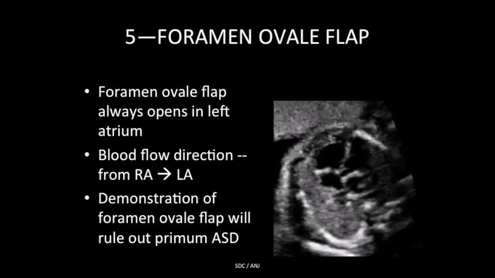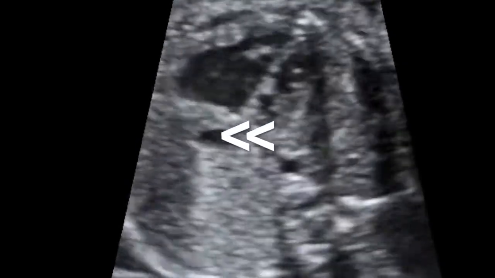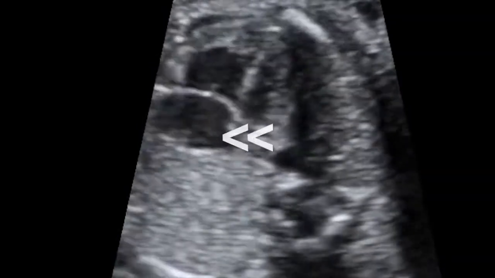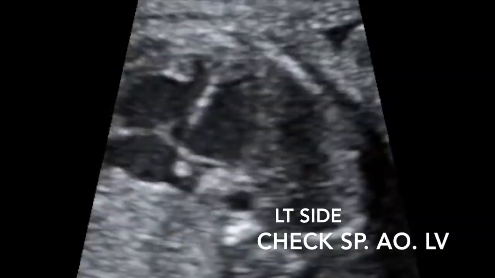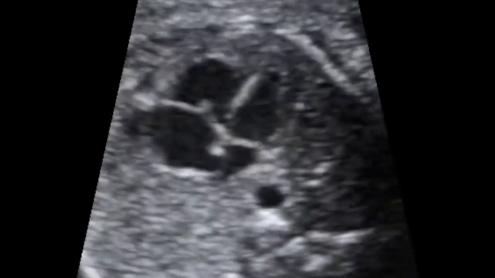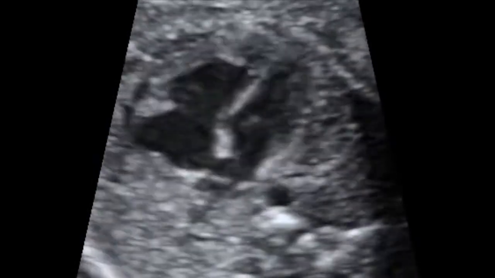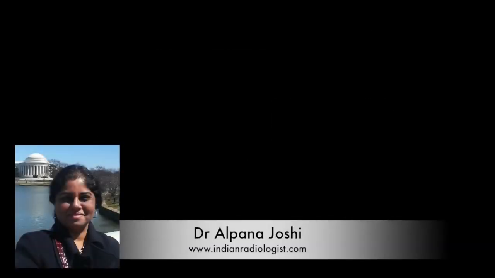Then you should look at the foramen ovale flap. If you see this here, this is the foramen ovale flap, which always opens in the left atrium. So this is the spine, this is the left side, and this is the right side. So if you see this foramen ovale flap opening into the left atrium, blood flow direction is from the right atrium to the left atrium. The demonstration of the foramen ovale flap will rule out primum ASD, which is a very important point.